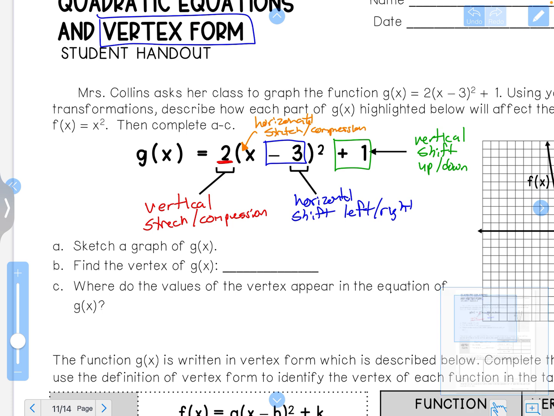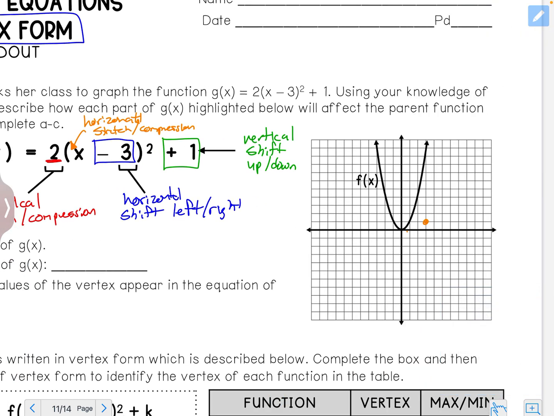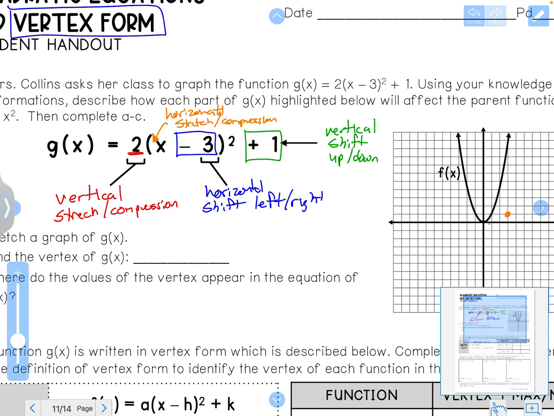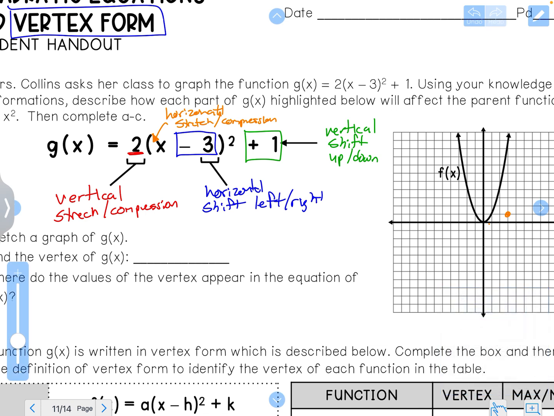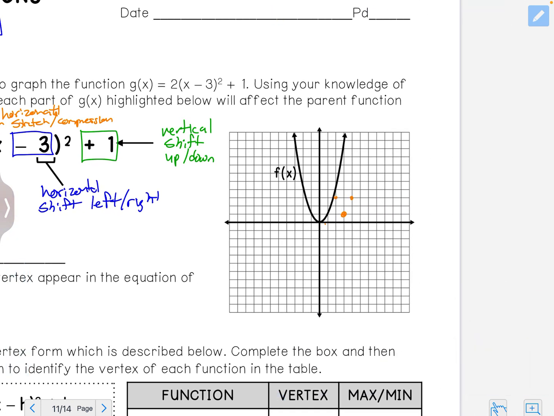So we're going to go ahead and graph this based on what we know. So we know that our vertex is going to be 3 to the right and 1 up. So 1, 2, 3, 1 up. We know that if our a value is 2, it's going to be stretched. So it's going to go like this.